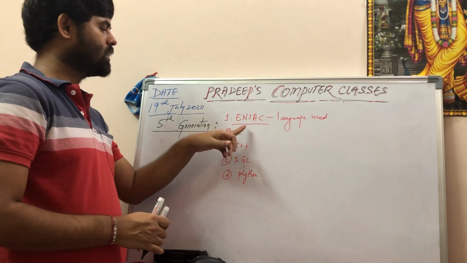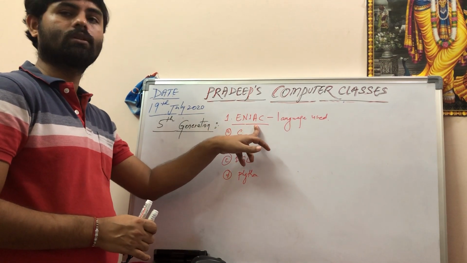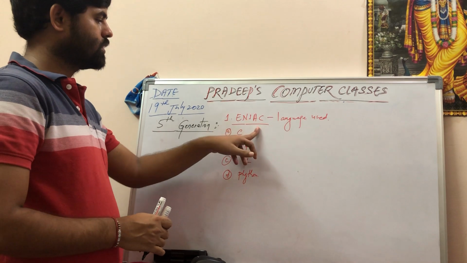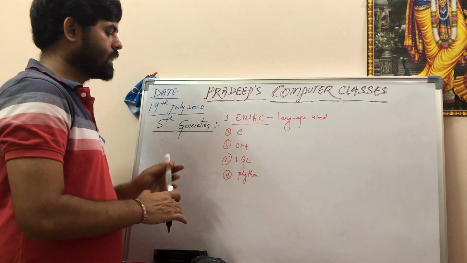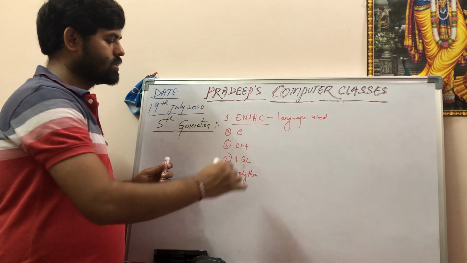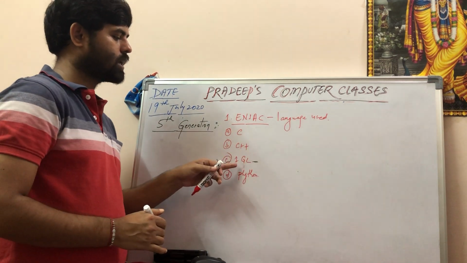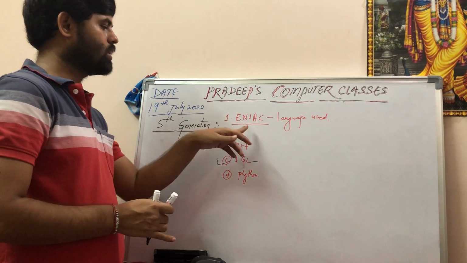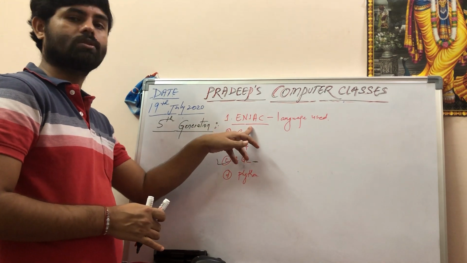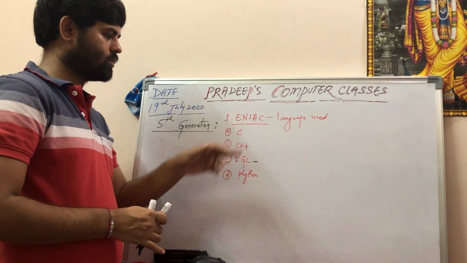I have given the detail that ENIAC is a first generation computer. So in the first generation of computer, the input method language was 1GL, first generation language, right? So you have to tick mark 1GL. That is what I have said. You have to remember the examples of the first generation, second generation, third generation. Okay, so this is the first question.